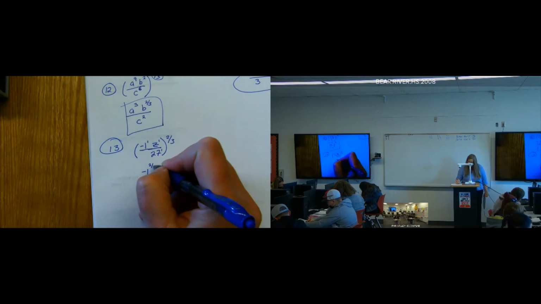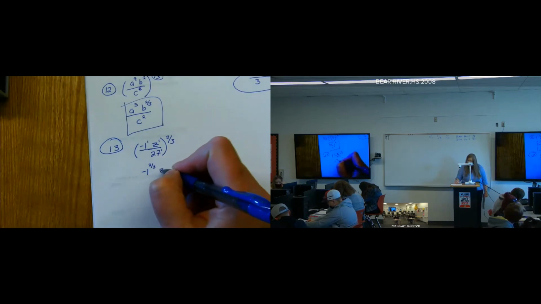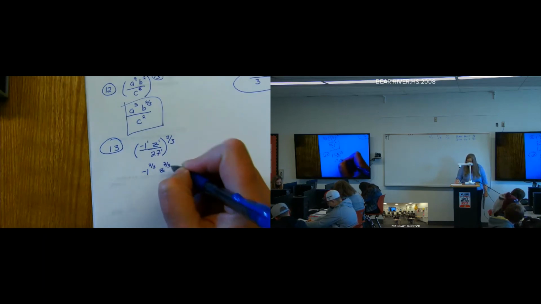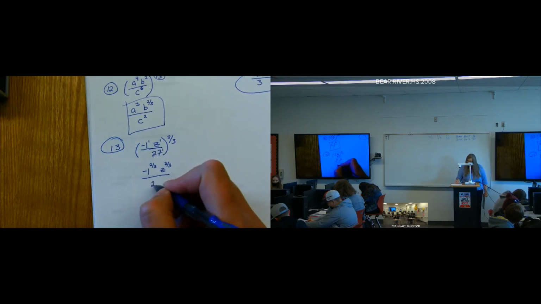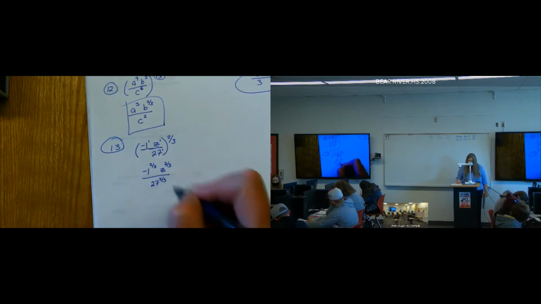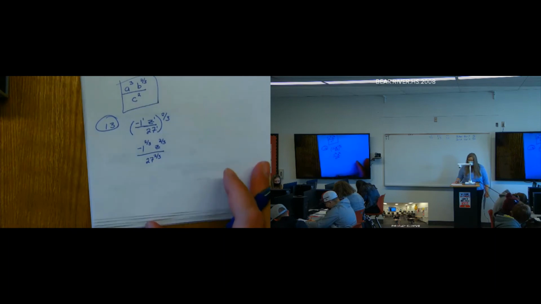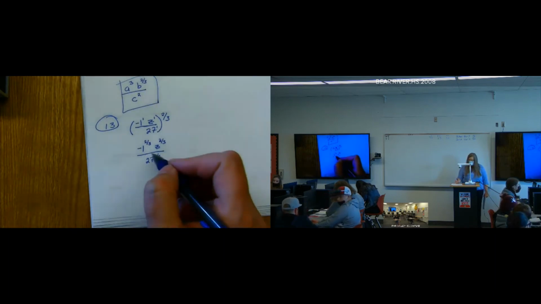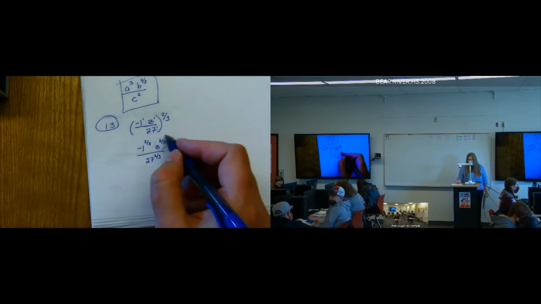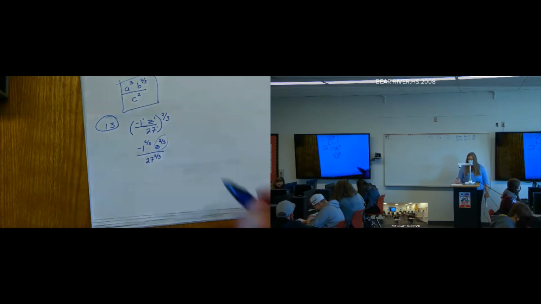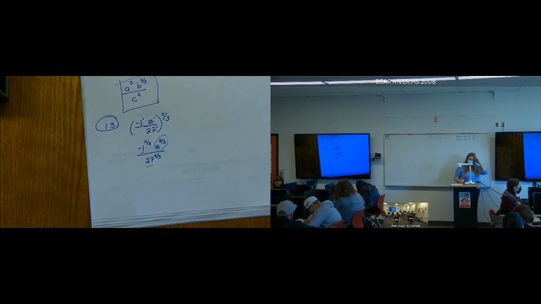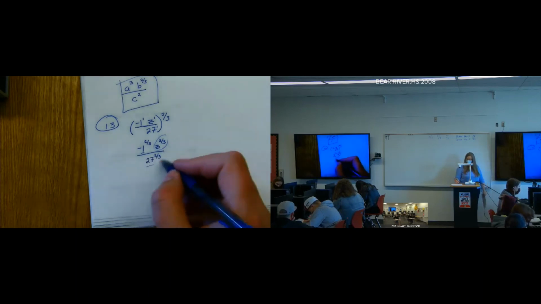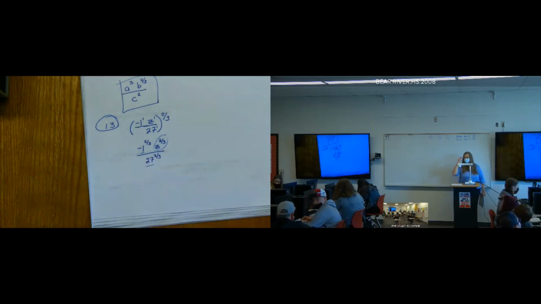-1 to the 2/3. Z to the 2/3. 27 to the 2/3. Okay. Now we got to figure this out. This one's good. I can leave this one because I can't do anything. But these two I both need to change. Write them. Well, you could, but let's write it the other way so we know what we're doing.